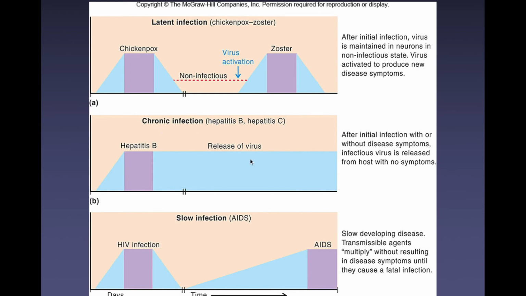So you would either be an asymptomatic carrier, where you're not expressing symptoms, but you're releasing virus, or you could be a chronic carrier that is symptomatic. So you have symptoms and you are also actively releasing virion particles. And the last one here is a slow infection. HIV progressing into AIDS would be the classic example of this one.